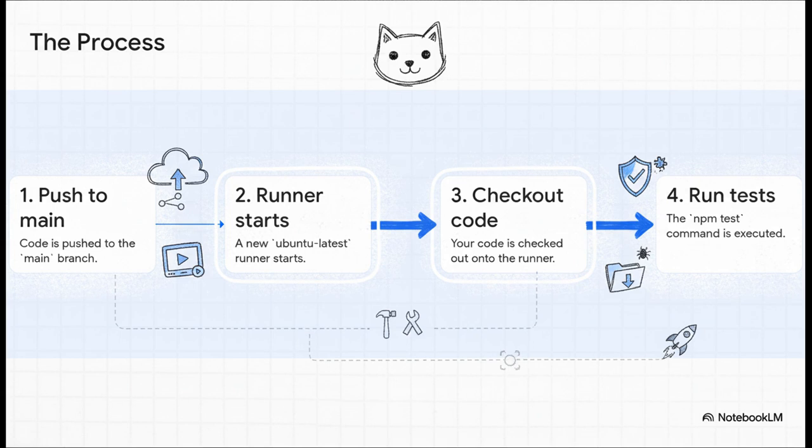So that little bit of code we just saw translates into this exact process. Step 1, you push your code to main. That's the trigger. 2, GitHub spins up a brand new virtual machine for you. 3, it pulls your code down onto that machine. And 4, it runs your test command, all without you lifting a finger.